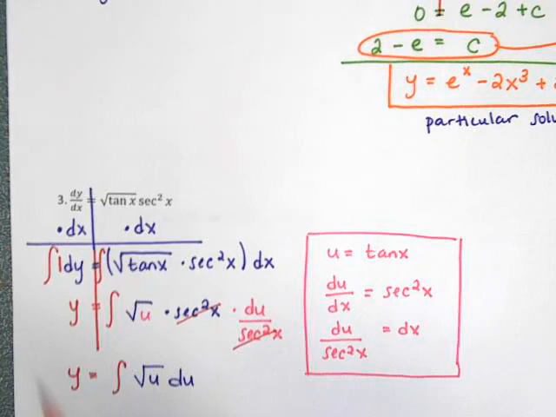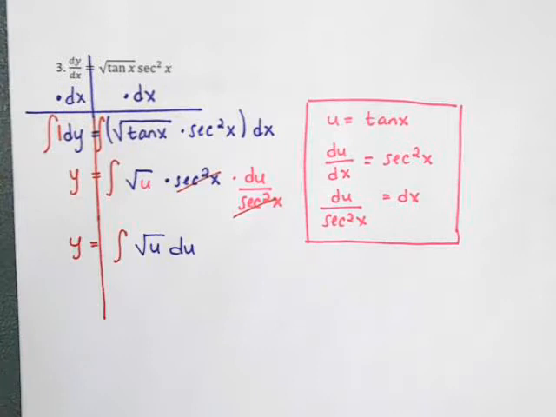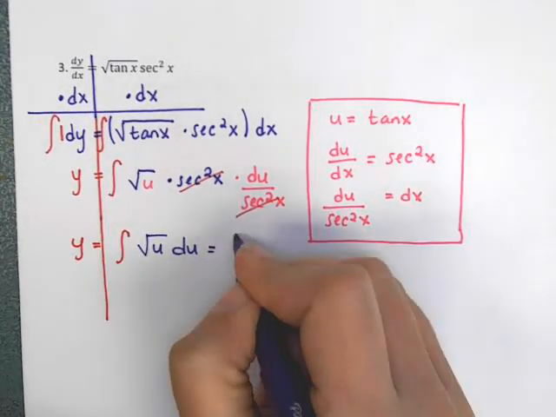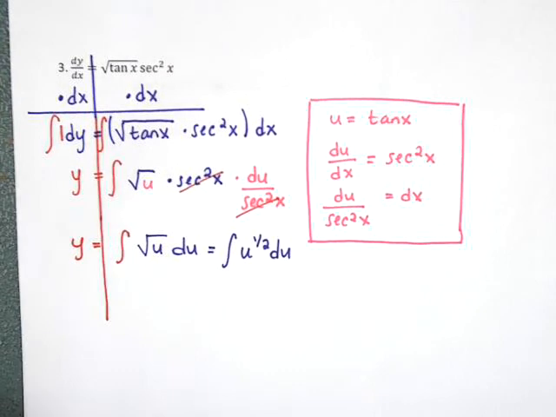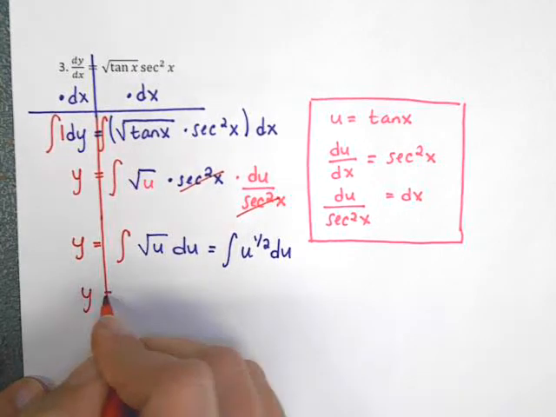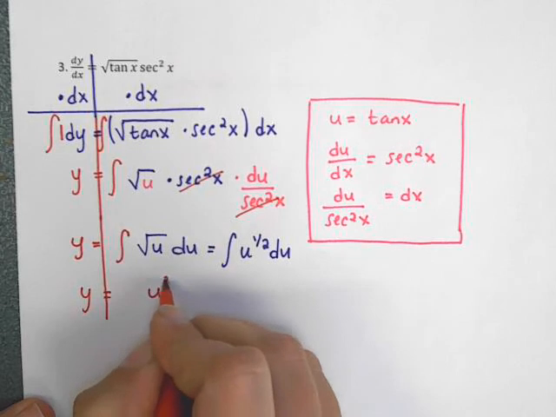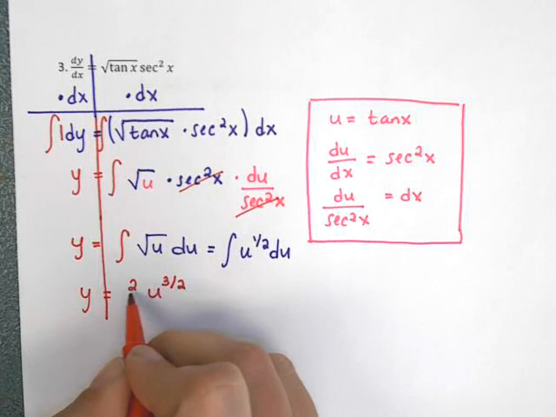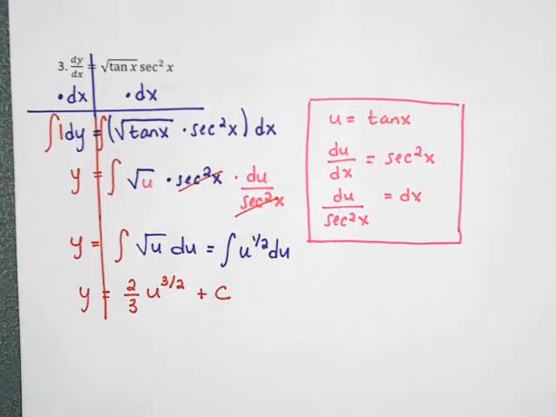Now I know that in order to undo a square root, I usually like to think about that as being u to the 1/2 power. So I would rewrite this as u to the 1/2 power du. Now the antiderivative of u to the 1/2 power would be u to the 3/2 power, and then I need to divide by 3/2, so I would have 2/3 u to the 3/2 power plus c.